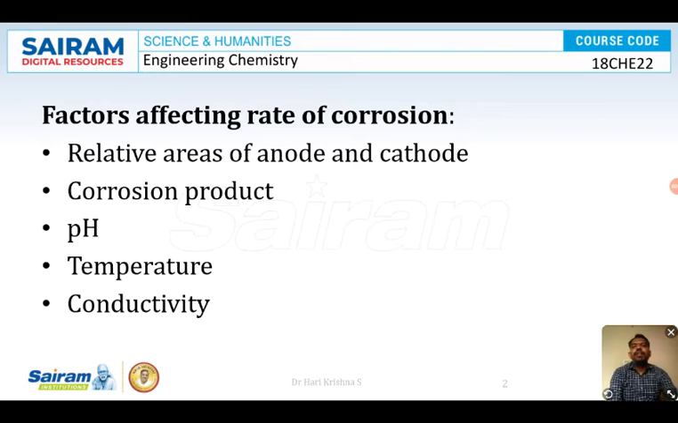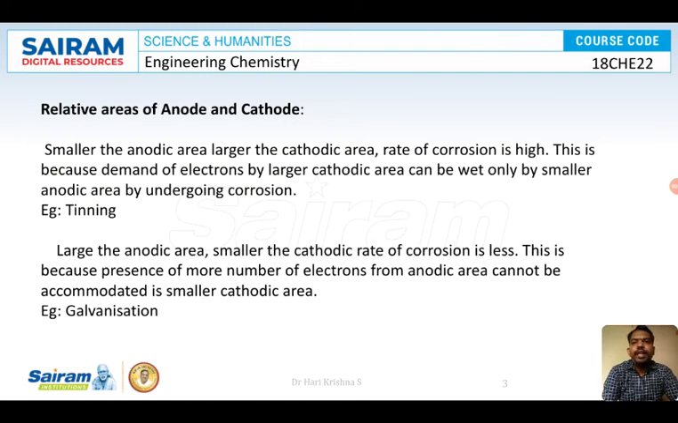The factors affecting rate of corrosion are the relative areas of anode and cathode, that is cathodic area and anodic area, corrosion product, pH, temperature, and conductivity. Let us discuss how these factors affect rate of corrosion one by one. To start with, relative areas of anode and cathode.